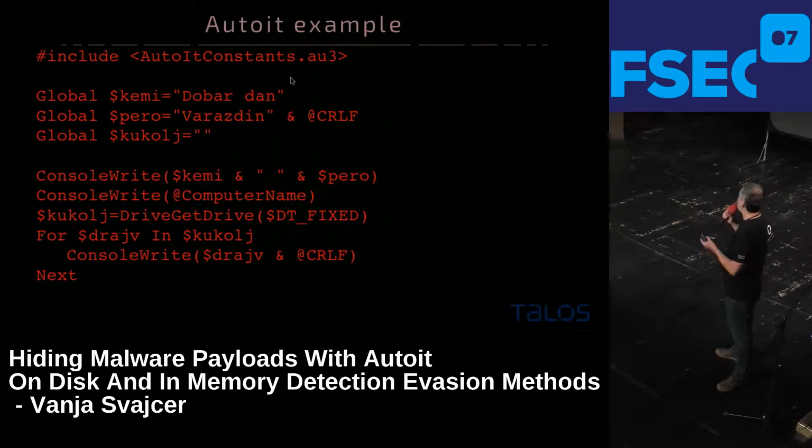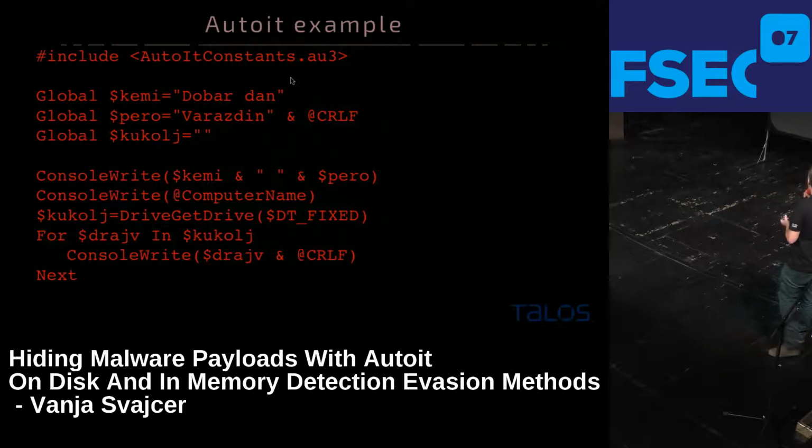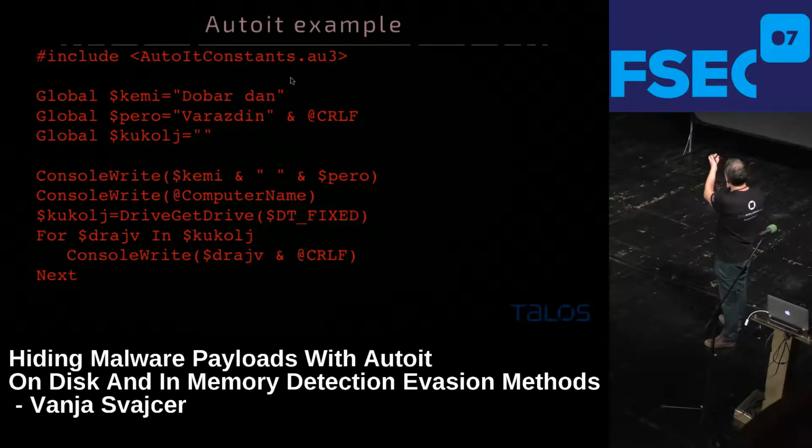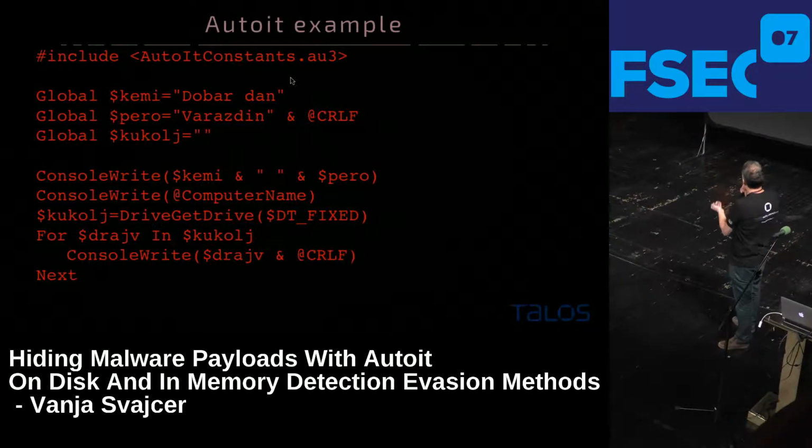This is just an example that I was supposed to mention before, and obviously I've written this one. You could see the include at the beginning to include some of the constants that are used by some of the functions, and then you define variable scopes. These are the usual names of the variables that I use in almost every single one of my scripts. I don't know why, I always use Chemi and Pero.